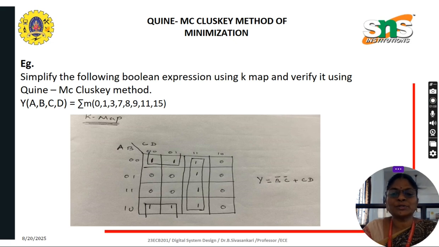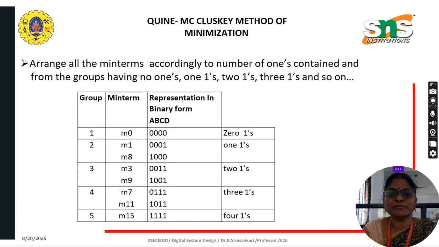Okay. So how are we going to start our tabulation method? We are going to form 3 tables. The first table arranges all the minterms according to the number of ones contained, so it starts with 0 ones, 1 one, 2 ones, 3 ones and 4 ones. With this table, you have to go for an exhaustive search, like M0 compared with M1, M8, whether it is matching or not. Then close the group G0. Then M1 with M3, M9, M8 with M3, M9. Likewise, you have to go for an exhaustive search.